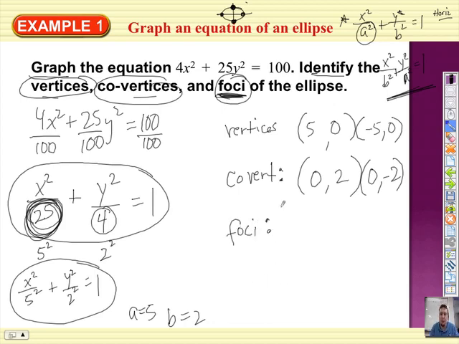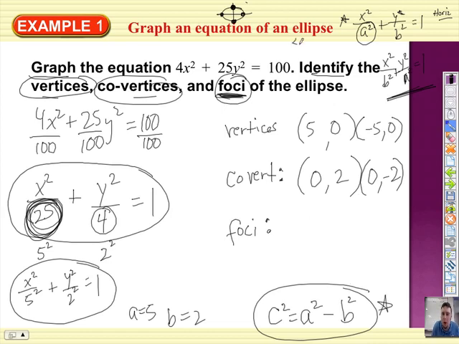Alright, now, your foci deal with C. You can't get that from just your picture here. You have to use a formula. Star this thing. C squared equals A squared minus B squared. Circle that, star that. This is only for an ellipse. There's another one that if you just change one thing, it's for a hyperbola. So please star this thing. Minus is for an ellipse.